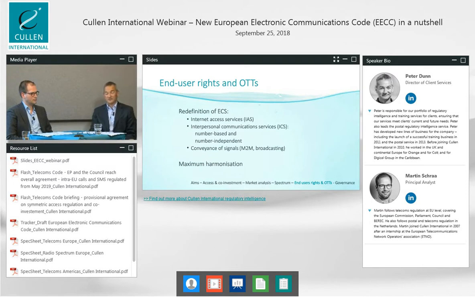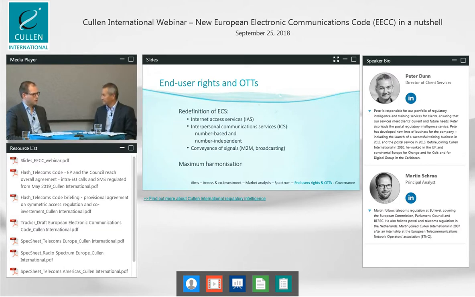The number-based ones are essentially like the traditional voice, fixed and mobile providers that we know and love, if you like. And the second, the number-independent, these are operators that do not route their communications based upon numbers. They might still use numbers as an addressing mechanism, but it's not the same. And essentially, that's what we call OTTs in this context. And then the fourth category, again, is one that's always been there. This is providers of the conveyance of signals, particularly for M2M or broadcasting signals.